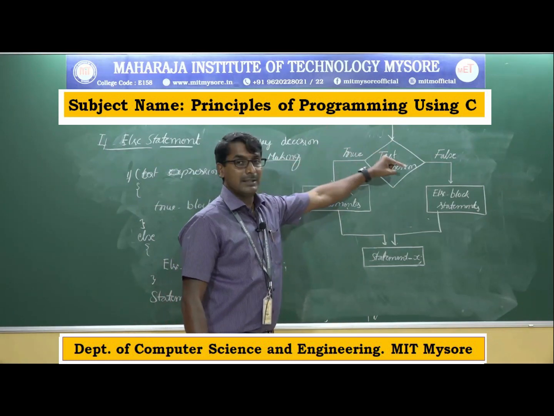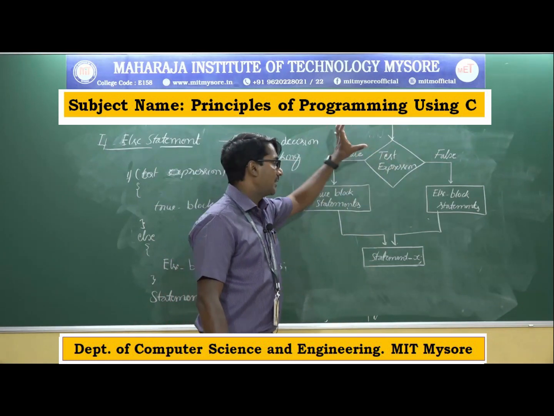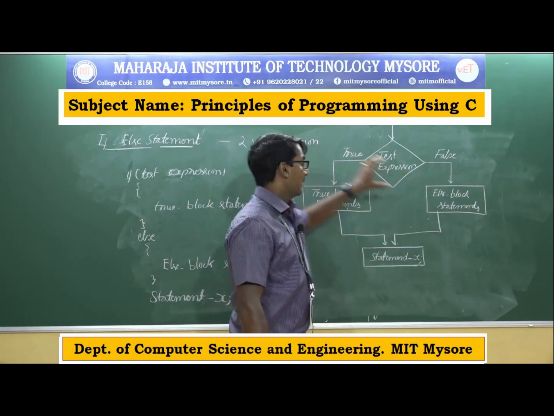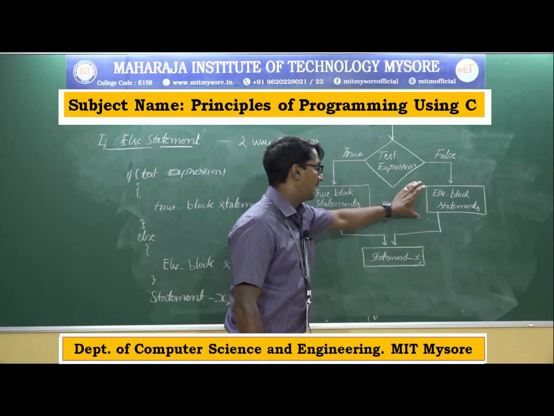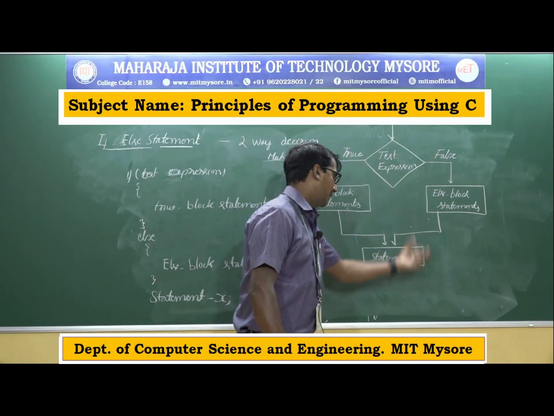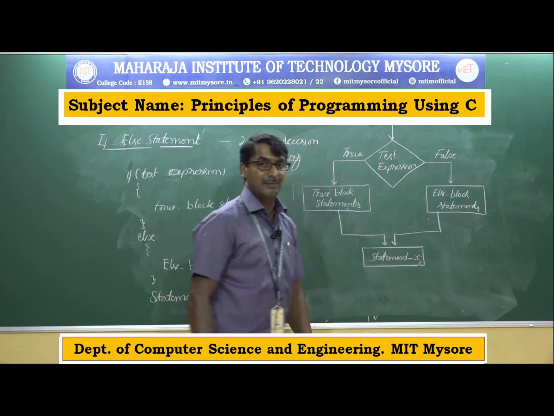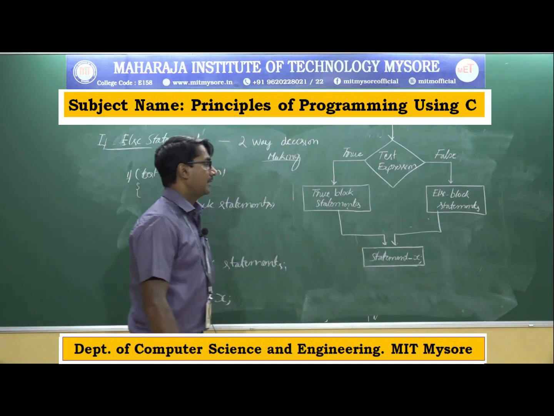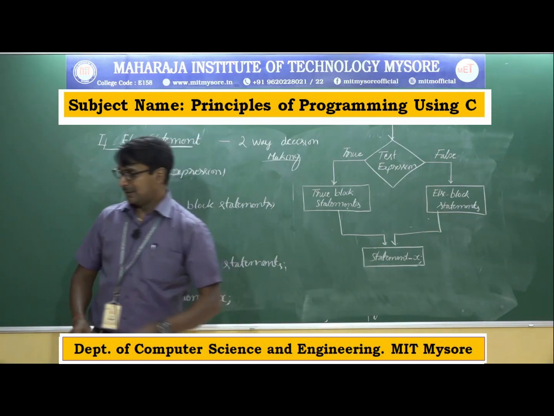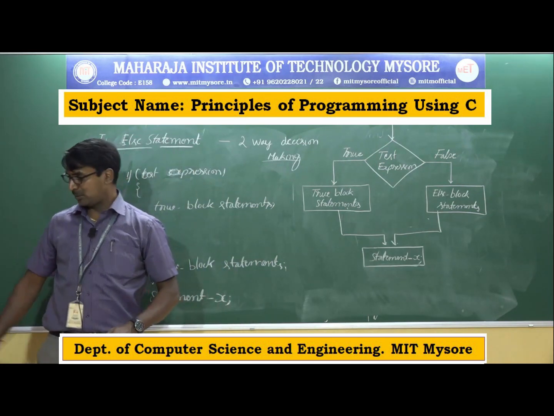That depends upon the test expression. If the test expression is true, the true block executes and the else block will be skipped. If the condition is false, the else block will execute and the true block will be skipped. If either one executes, immediately statement X will be executed. This is the flow diagram of the if-else statement. Next, let's take an example program.